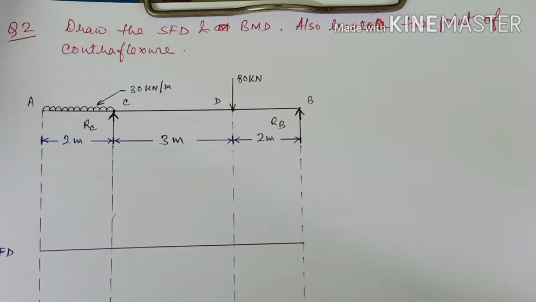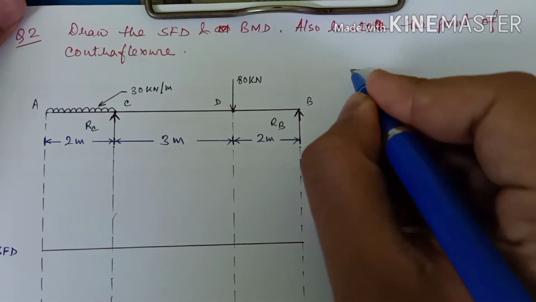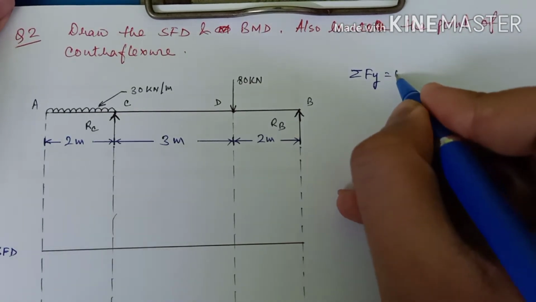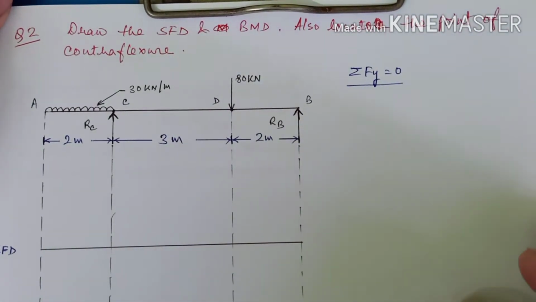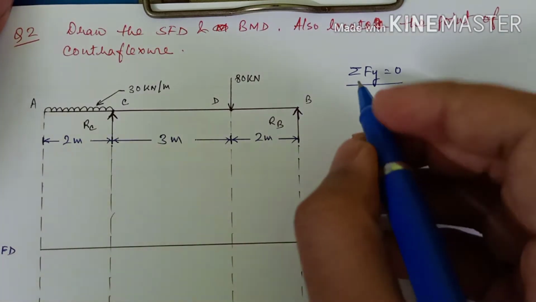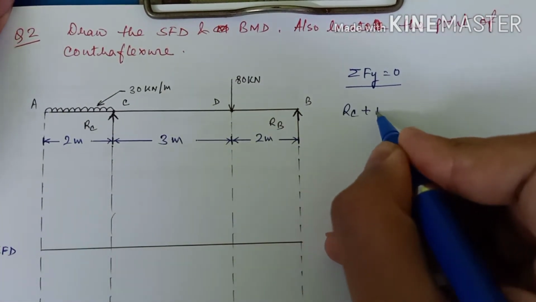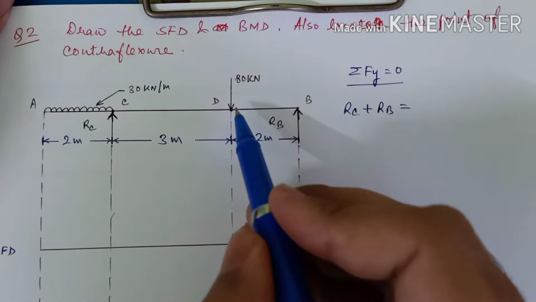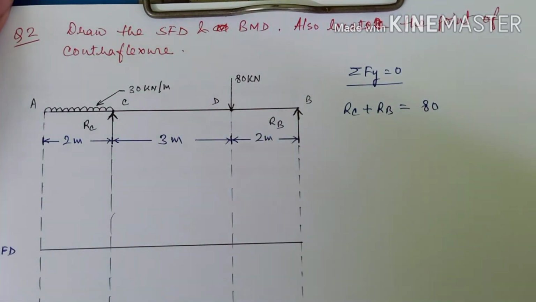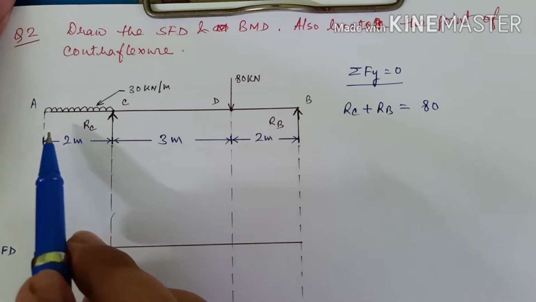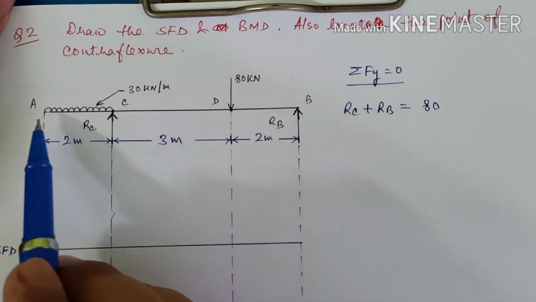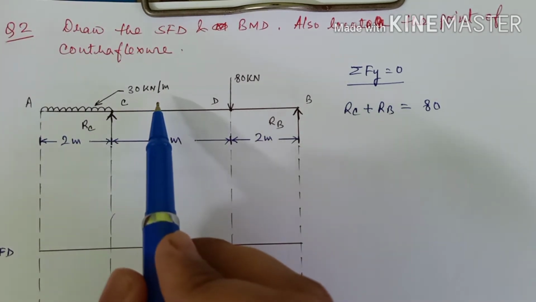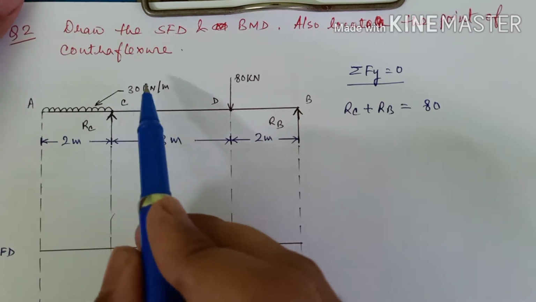So the very first thing that we can do is the summation of forces along the vertical direction will be 0. So what will be the forces? See, RC and RB, and it will be counterbalanced by the vertical forces in the downwards direction, that is 80. And what else? See guys, in the entire beam, in this section AC, we have a UDL whose value is 30 kilonewton per meter, right? So what will be the total value of this UDL?